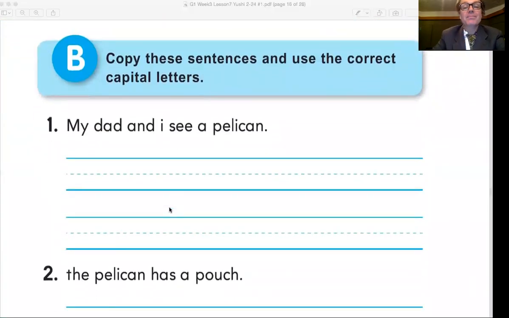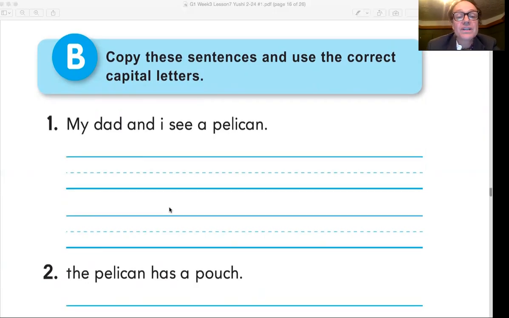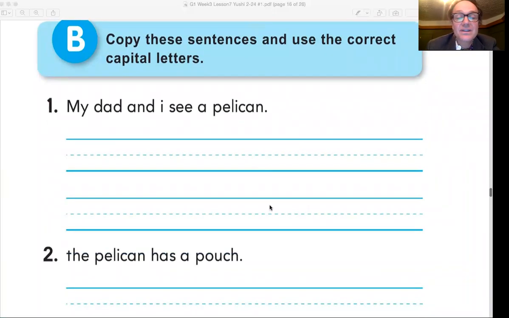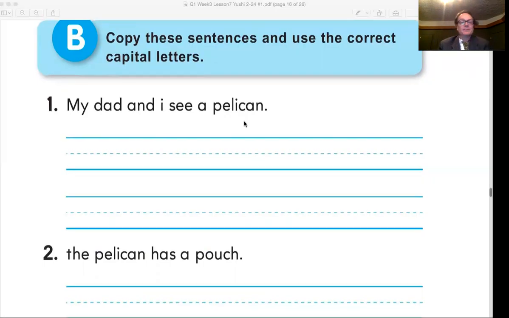Well, look, copy these sentences and use the correct capital letters, okay? So if you have this sheet, you can print it off and you can do this. Copy these letters onto these right there and use the correct capital letters, okay? You can stop this video right now and do that. That's what I think would be best. Do that and then turn it back on and we will decide if you were right or if you're still learning. Ready? Go ahead.